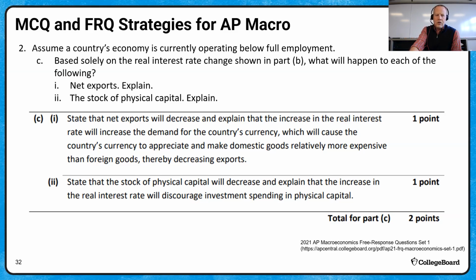So for the first point on C, state that net exports will decrease and explain: the increase in the real interest rate will increase demand for the country's currency, which will cause the country's currency to appreciate and make domestic goods relatively more expensive than foreign goods, thereby decreasing exports. That's a lot, but you can see how they're proving causation.